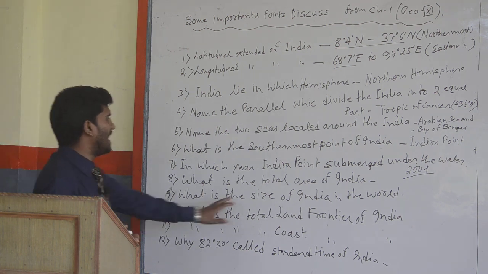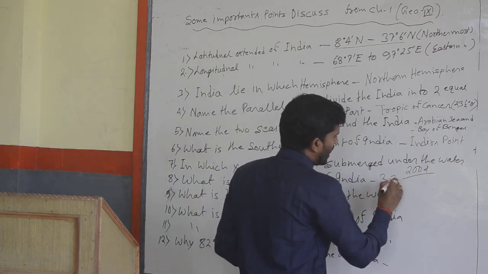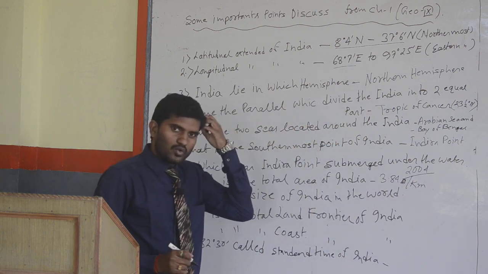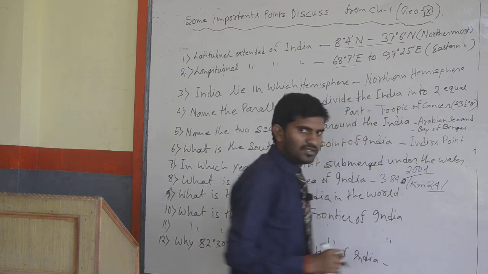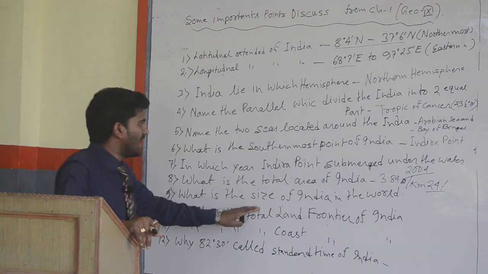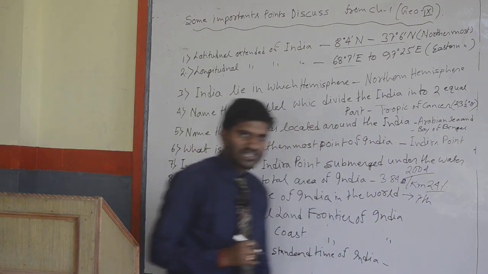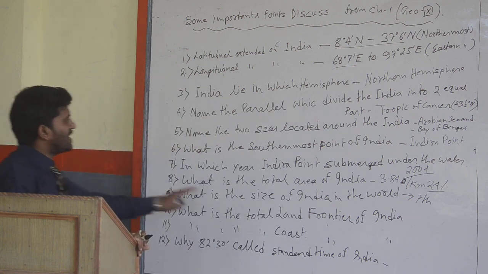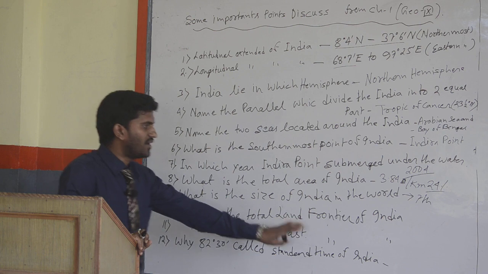What is the total area of India? Already discussed in the previous class. 3.28 million square kilometers. That is 2.4% area of the world. Clear? What is the size of India in the world? Seventh position according to area. 7th position.